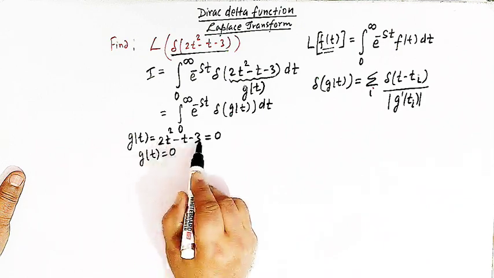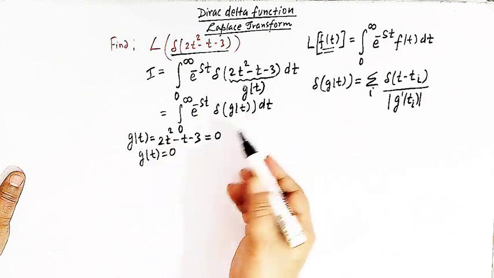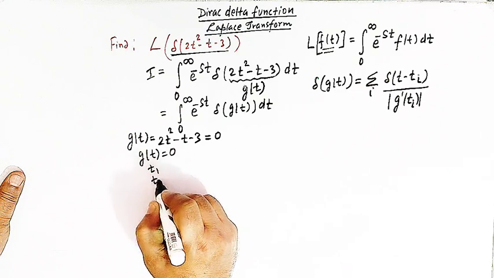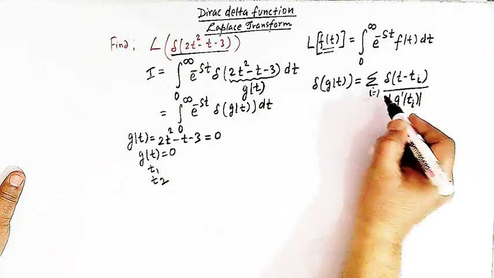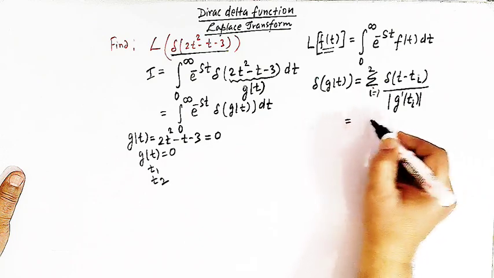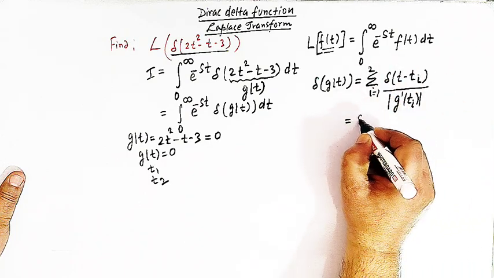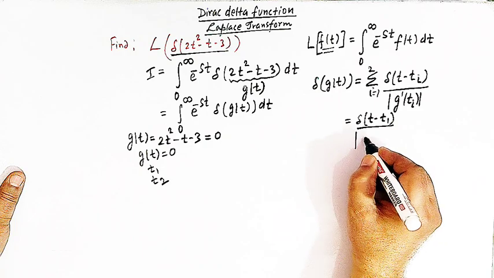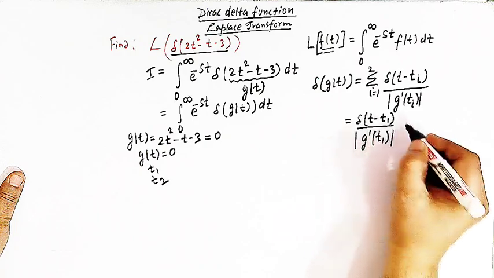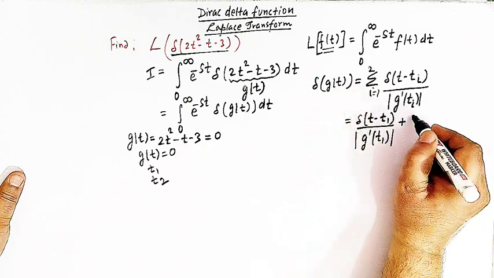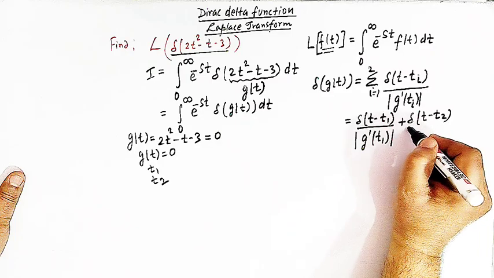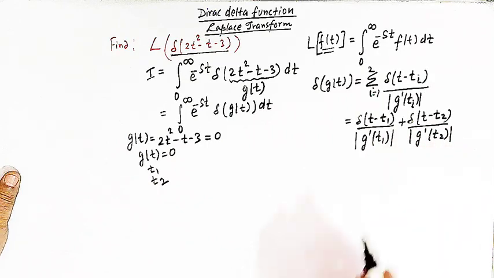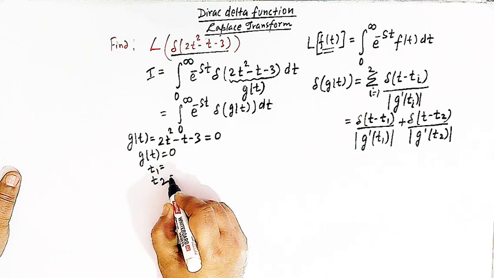So here we have a quadratic equation. It means this equation has only two roots. So let us denote the roots by t1 and t2, right? So here i goes from 1 to 2, right? So we can now write this expression as delta of t minus t1, first we'll take i is equal to 1, divided by the absolute value of g prime of t1, and then here we have the summation sign, so we have delta of t minus t2 divided by the absolute value of g prime of t2, right?